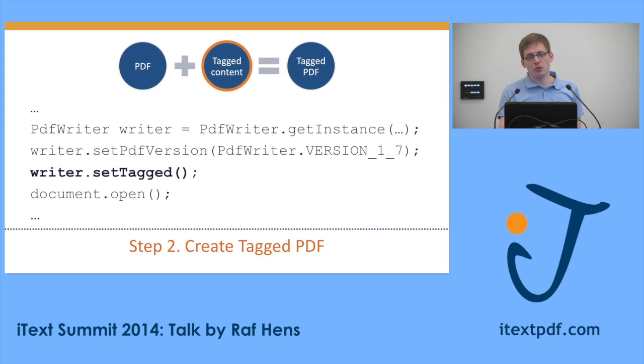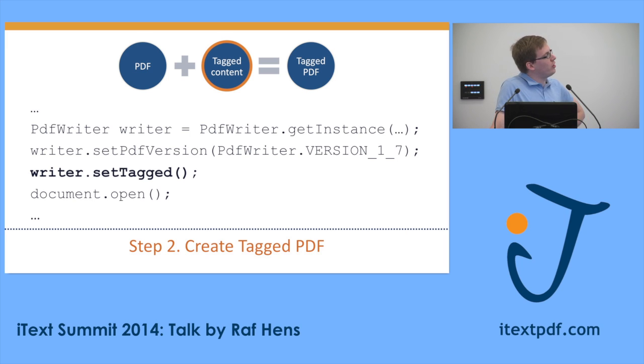Of course, this only works in an automated way if you only use the high-level API of iText. If you start tinkering at the low level, if you start adding content with absolute positions, then of course you mess up the logical reading order, and you'll have to fix the structure tree, for example, yourself. Then it will no longer be the high-level automated way we are showing here.